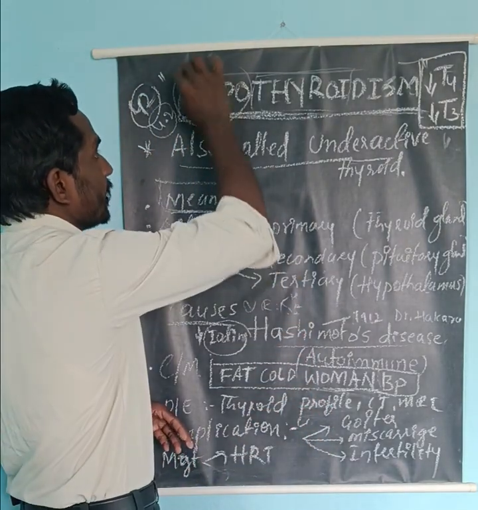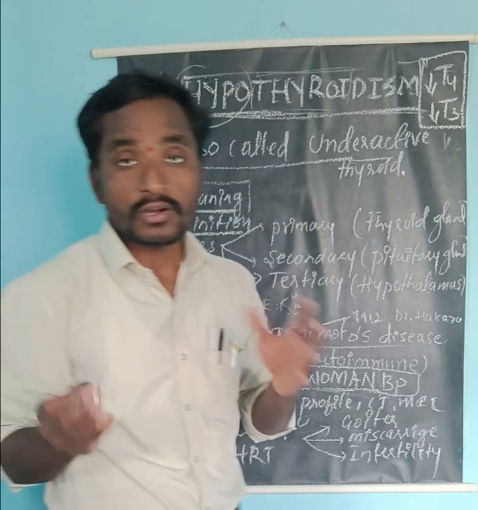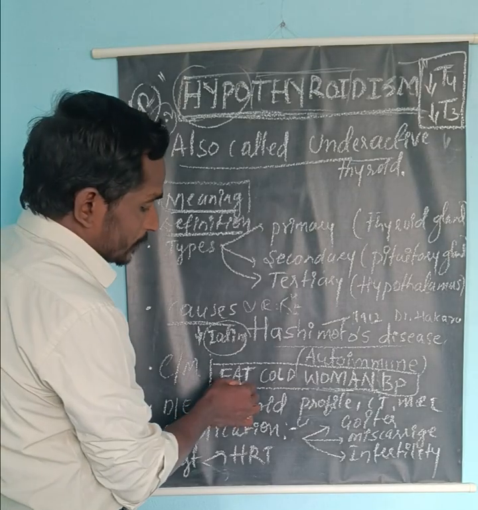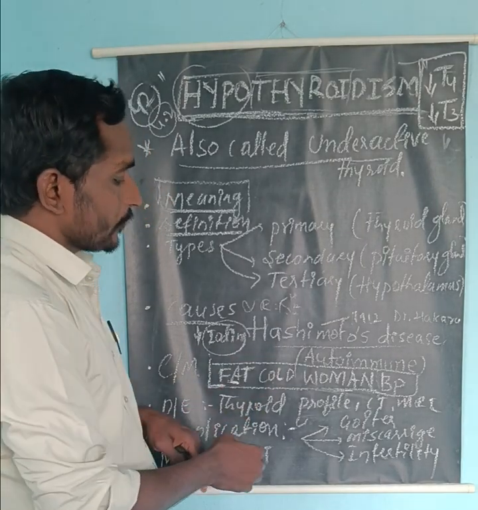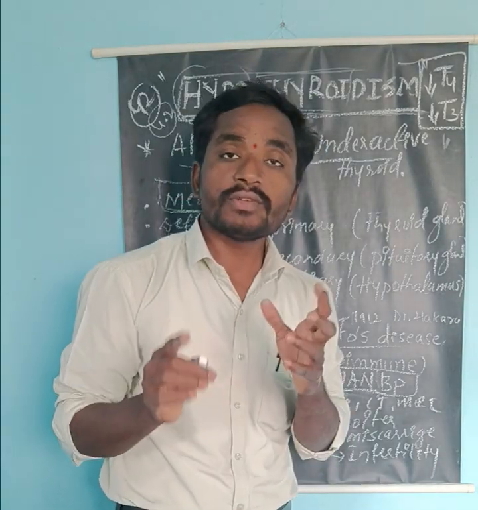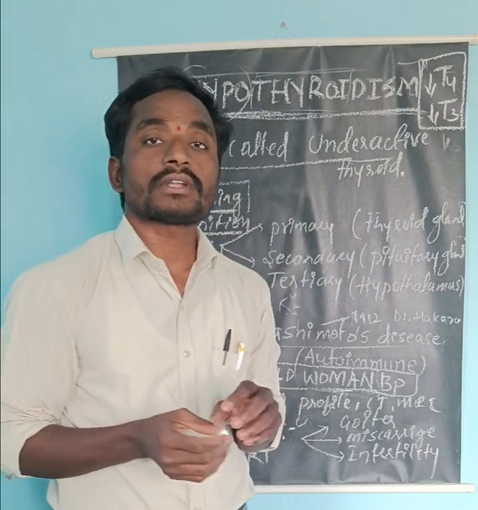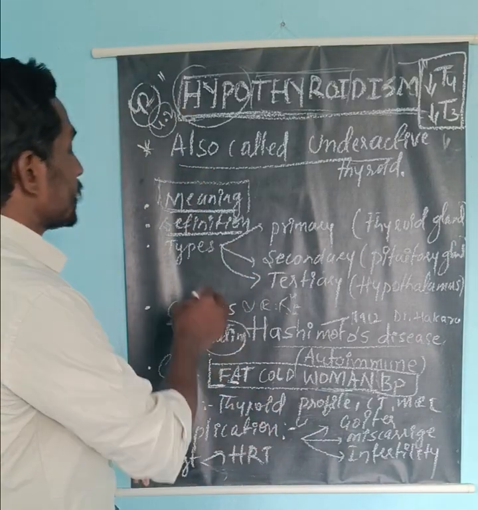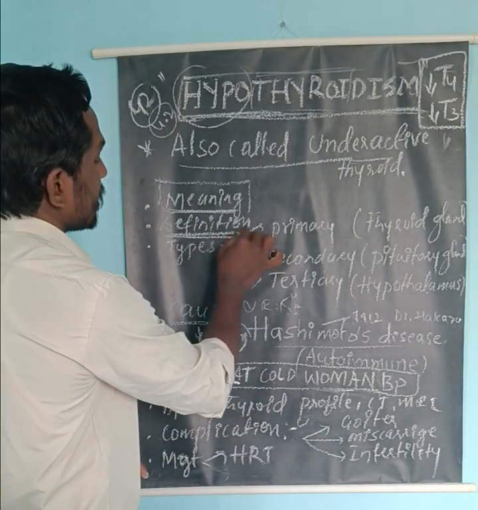In a simple way, hypothyroidism is defined as an autoimmune disease in which individuals develop fatigue, loss of hair as well as weight gain, resulting from the decreased production of T3 as well as T4 levels. So this is regarding the definition of hypothyroidism.